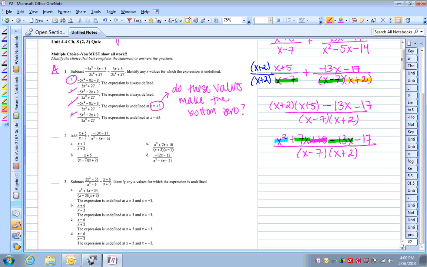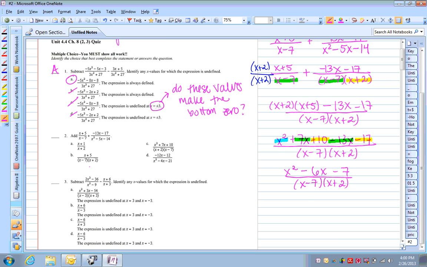And let's go ahead. Oop, I don't like that color. And combine them. So I have x squared minus 6x minus 7 all over x minus 7 times x plus 2. Now I have to think.